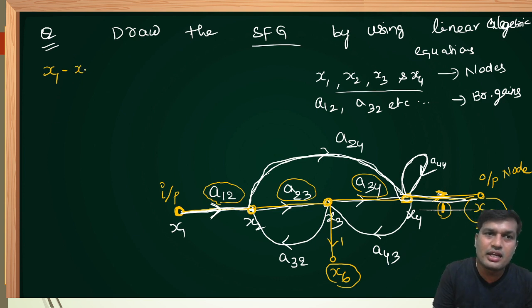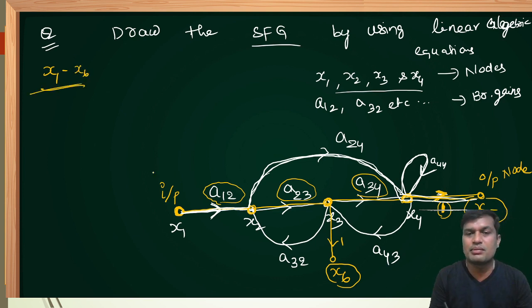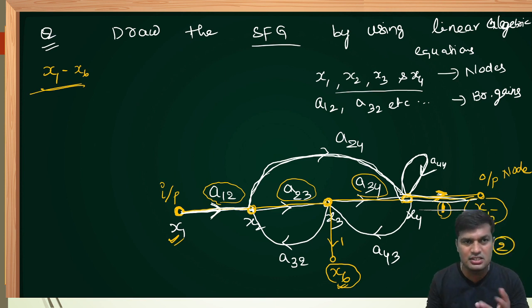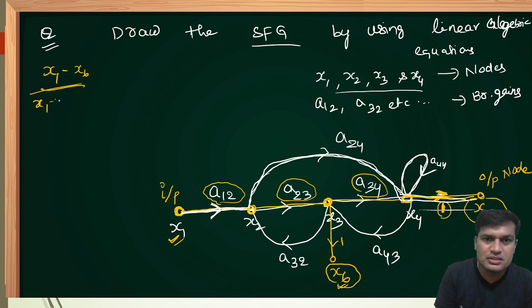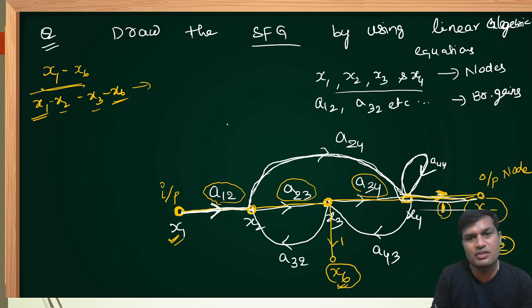Now we need to calculate the number of forward paths between input and output node. What is the input node? x1. What is the output node? x6. Previously input node is x1, output node is x5, we got two forward paths. Right now from x1 to x6, how many forward paths? x1, x2, x3, x6. This is one forward path. It starts at input node x1, ends at output node x6. In between, x2 and x3 are not repeated more than once. Therefore, it is a forward path.